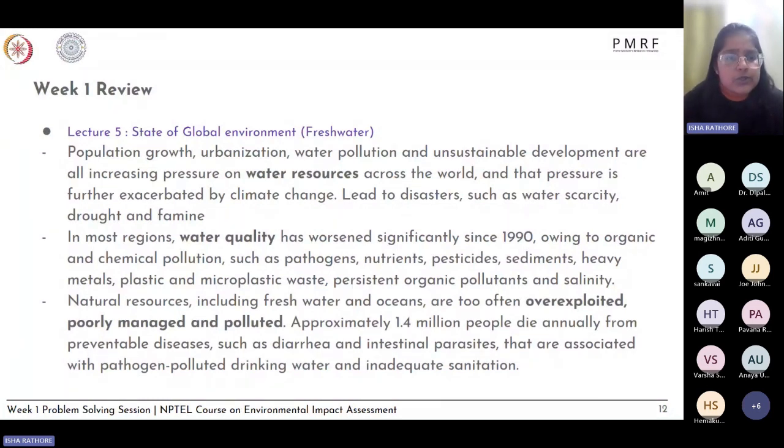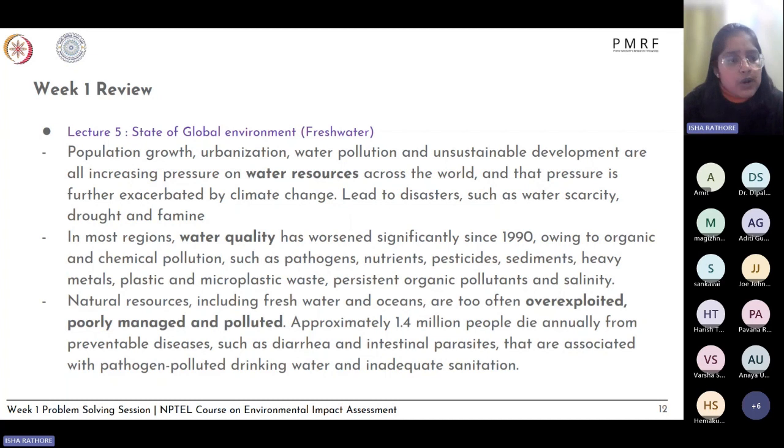Then another topic which was covered was water quality. Water quality has also worsened significantly since the 1990s, and this is because of the use of chemicals which we use in a lot of our activities, like agriculture as well.